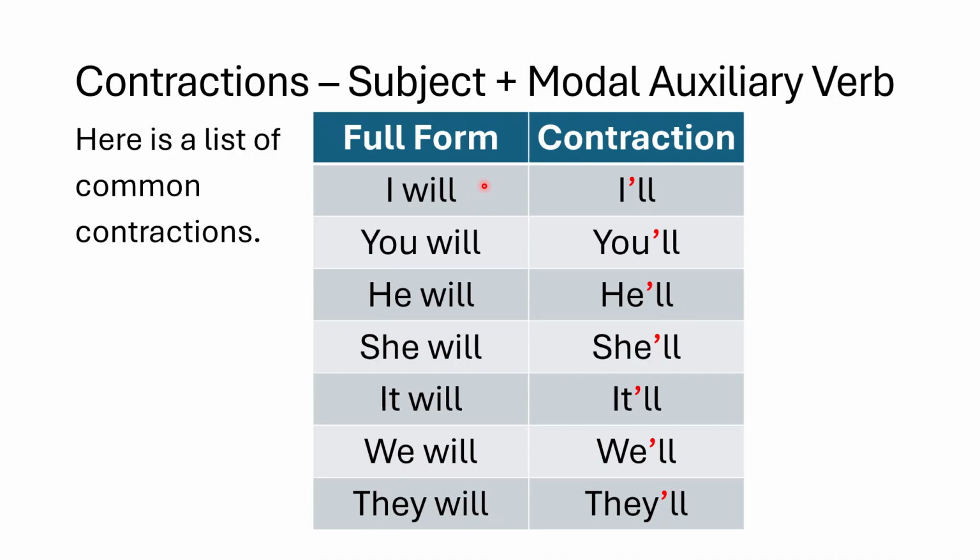I will. I'll. Notice the apostrophe replaces the missing letters W and I. You will. You'll. He will. He'll. Notice the apostrophe replaces the missing letters W and I.